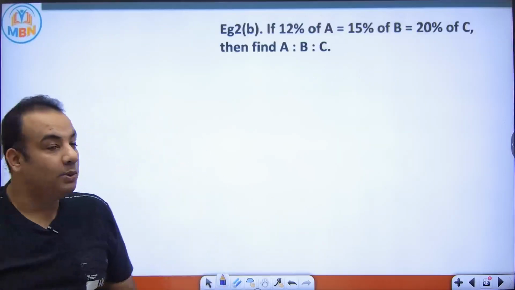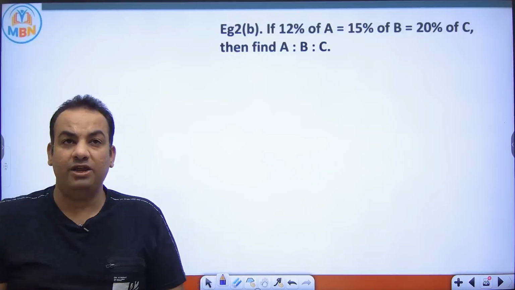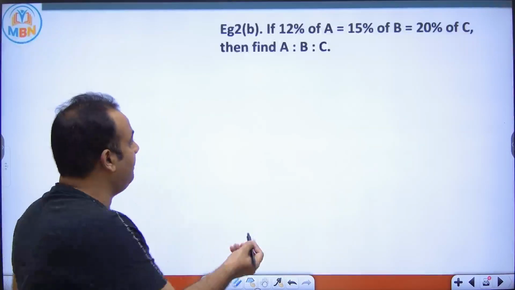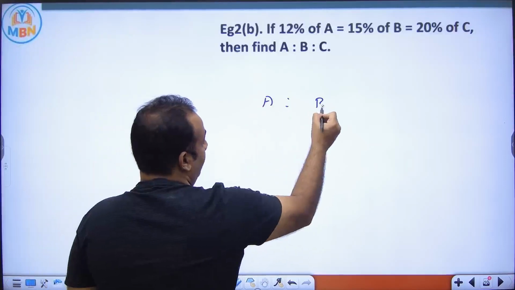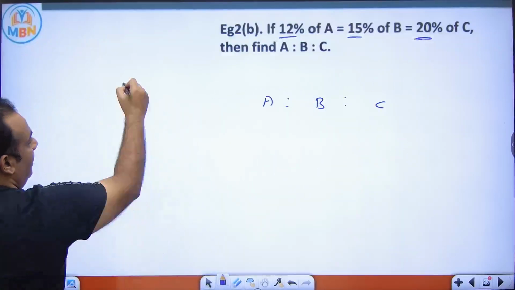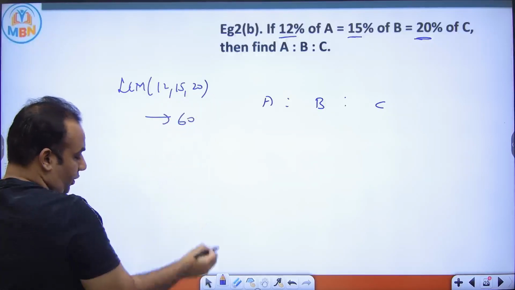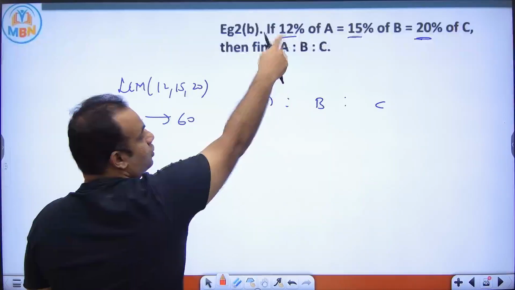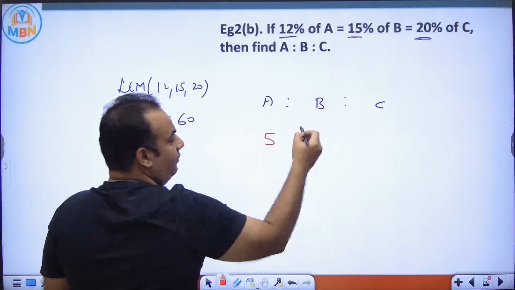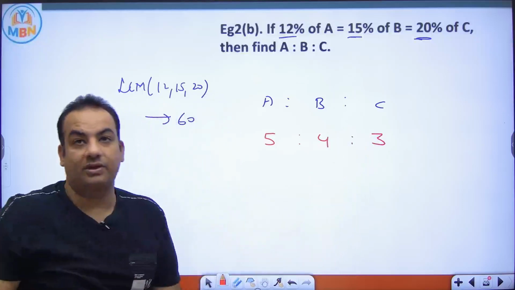Okay. Now, 12% of A is equal to 15% of B is equal to 20% of C. What is the ratio of A, B, C? Whenever you encounter these kinds of values, what is the best way to write the values fast? See, here it is 12, here it is 15, here it is 20. What is the LCM of 12, 15 and 20? That is 60. So what you have to do? You have to find a number which on multiplication by 12 will give you 60. That is 5. A number which on multiplication by 15 gives you 60. So 4. A number which on multiplication by 20 gives you 60. That is 3. So the answer is 5:4:3.